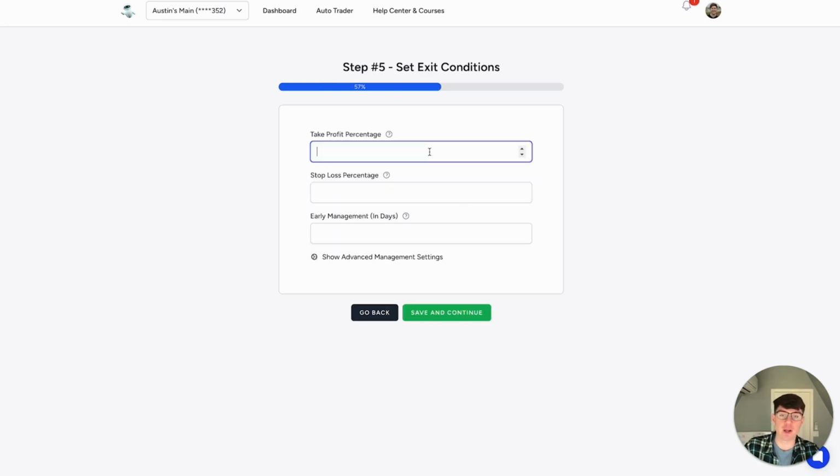Next, how do I want the trade to be closed? Like I said, I do a 25% take profit. So take profit percentage, 25%. And I close the trade early at 21 days. So just like that, now once the trade is on, it'll manage the trade for me. And it'll do it based on a 25% profit and it'll close early at 21 days.